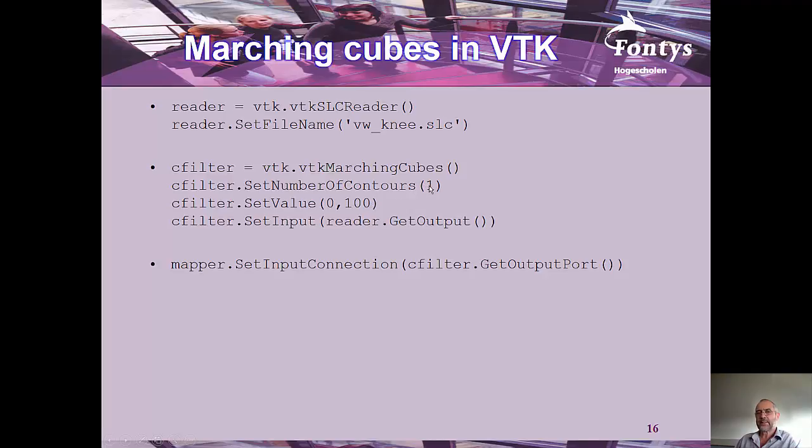If you would set the number of contours to 2, then you would also have to say cFilter.SetValue 1, comma, the other value for the other contour.